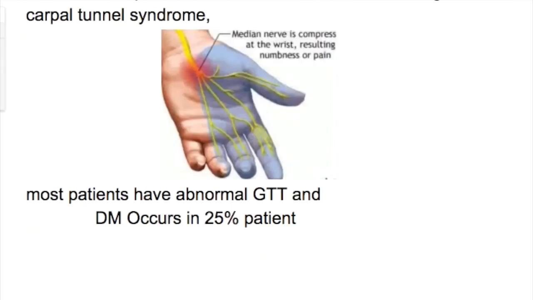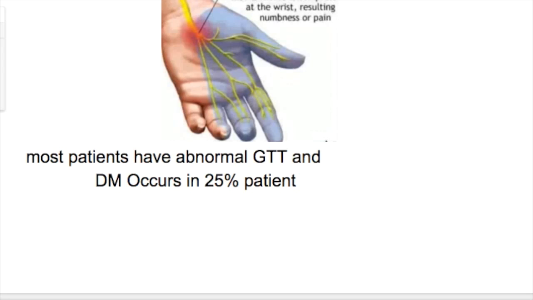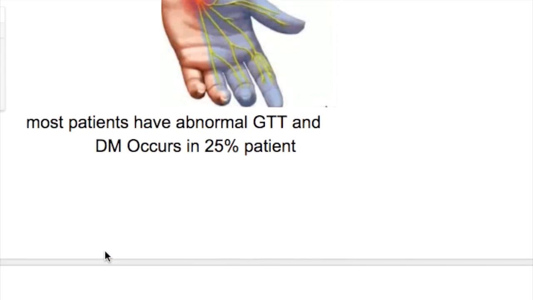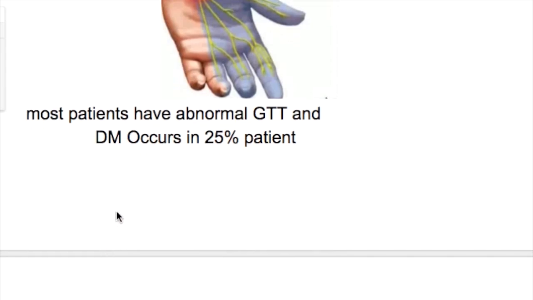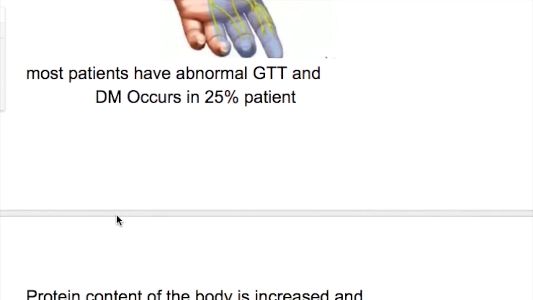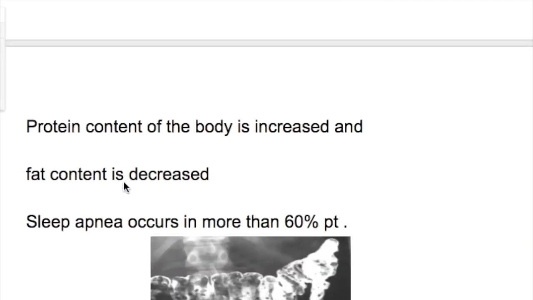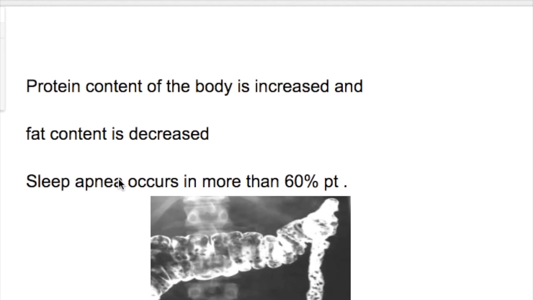Effect of acromegaly on carbohydrate, protein, and fat. Most patients have abnormal GTT, and 25% of the patients develop diabetes mellitus. The protein content of the body is increased and fat is decreased.